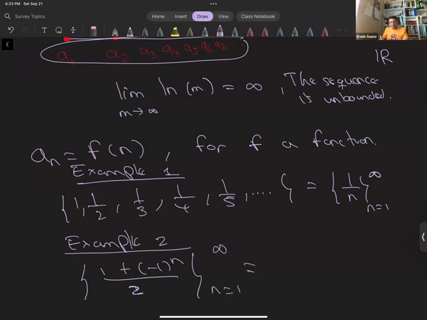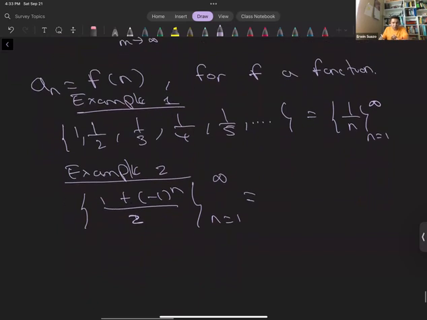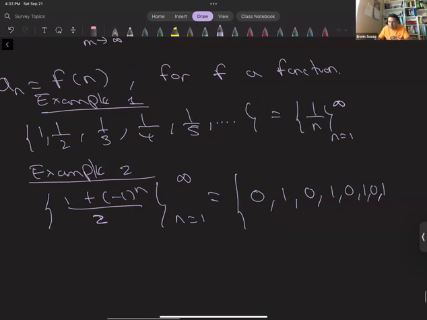So what do you get? You need to evaluate that. At 1, minus 1 to the 1 is minus 1, 1 minus 1 is 0. At 2, minus 1 to the 2 is 1, 1 plus 1 is 2, over 2 is 1. At 3, minus 1 to the 3 is minus 1, 1 minus 1 is 0. So you get 0, 1, 0, 1, 0, 1, and so on. Okay? So that's the concept of a sequence.